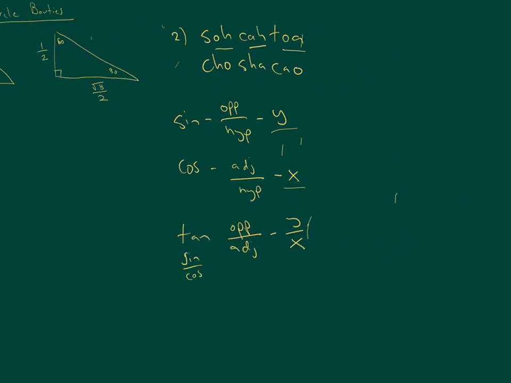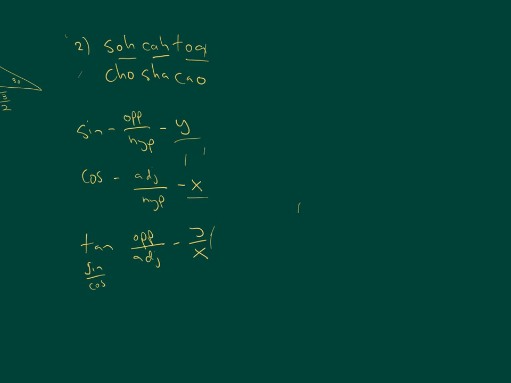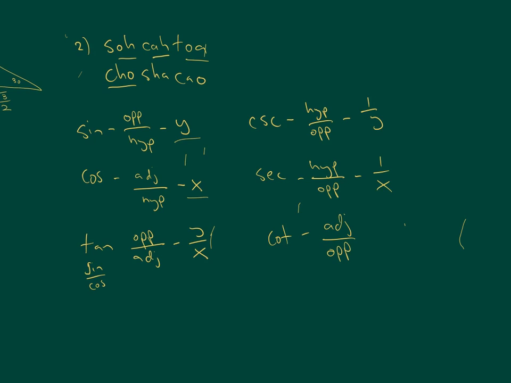And then your other functions corresponding to sine is cosecant, which is hypotenuse over opposite. And since they're flipped, compared to sine, instead of being y, it's going to be 1 over y. And then your secant is going to be hypotenuse over adjacent, which is 1 over x. And then your cotangent is adjacent over opposite, which is x over y.